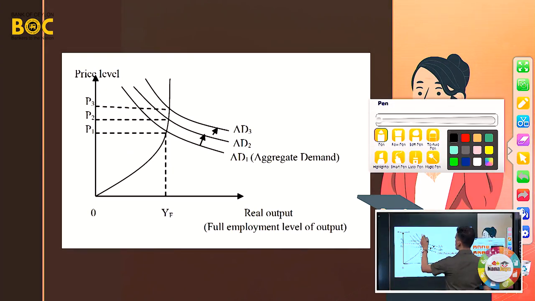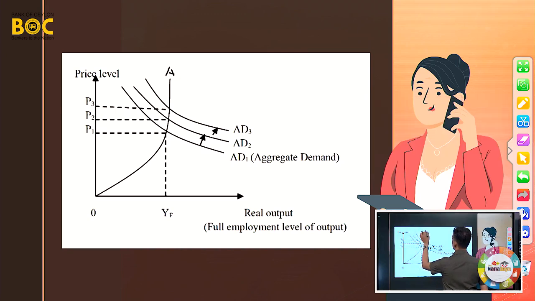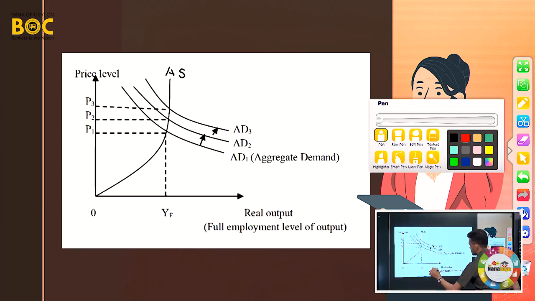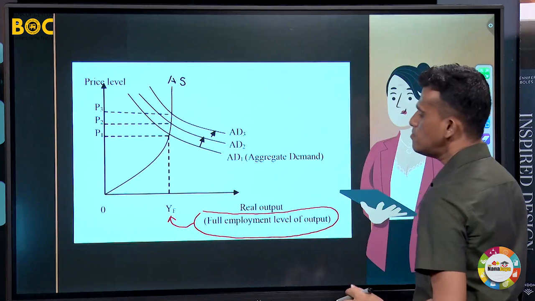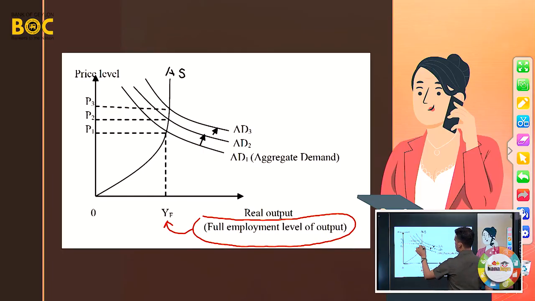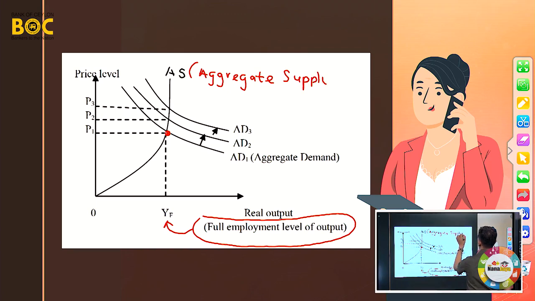The aggregate supply curve slopes upwards up to a certain extent, up to the point of reaching the full employment national income. This full employment national income is marked here. Up to the point of reaching the full employment national income, the aggregate supply curve is sloping upwards. This is aggregate supply.